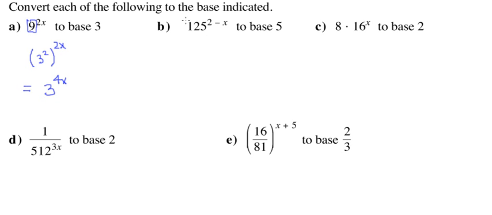Here, same thing. We have the base 125, and they're saying, could you write that as 5 to the something? Well, 5 to the 1 is just 5. 5 to the 2 is 25. 5 to the 3 is 125. So, where the 125 is, we can put 5 to the 3rd, and the power outside is still there. And now again, we multiply these two exponents. So we get 5 to the 3 times 2 is 6, and 3 times negative x is negative 3x.